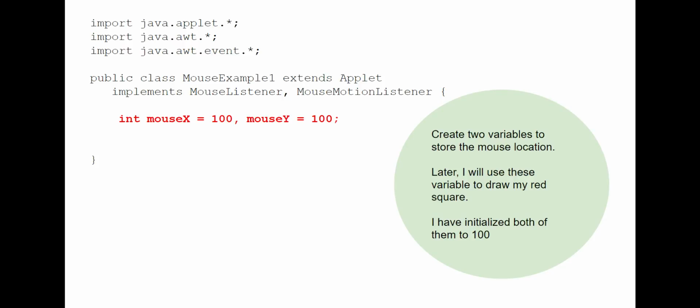The next thing that I have done is set up two variables. I've created a variable called mouseX and a mouseY, and I've set their starting location to 100. I will later use these two variables to draw my red square on my screen.